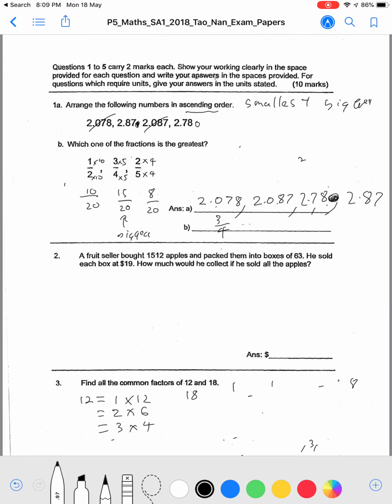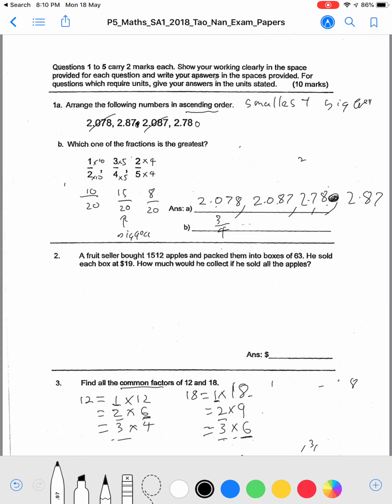Okay, so 18 divided by 1 gives you 18. But we have to write 18 times 1 gives you 18. 1 times 18 gives you 18. 2 times 9 and 3 times 6. Common factors means the factors have to appear twice. So you see 1 appears twice, right? 2 appears twice. 3 appears twice. 4 only appears once. But 6 appears twice.